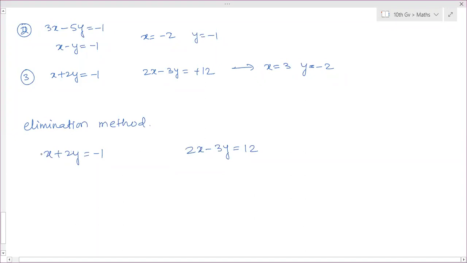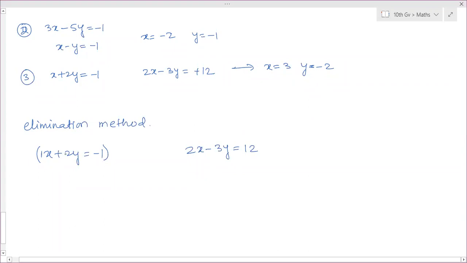So the LCM of 1 and 2, what is it? It's 2. So both sides we have to make it 2. Just like in a fraction, to make the denominator the same we multiply the numerator and denominator by some common number, with the same method here we have to multiply the full equation. Now we have to make it 2.